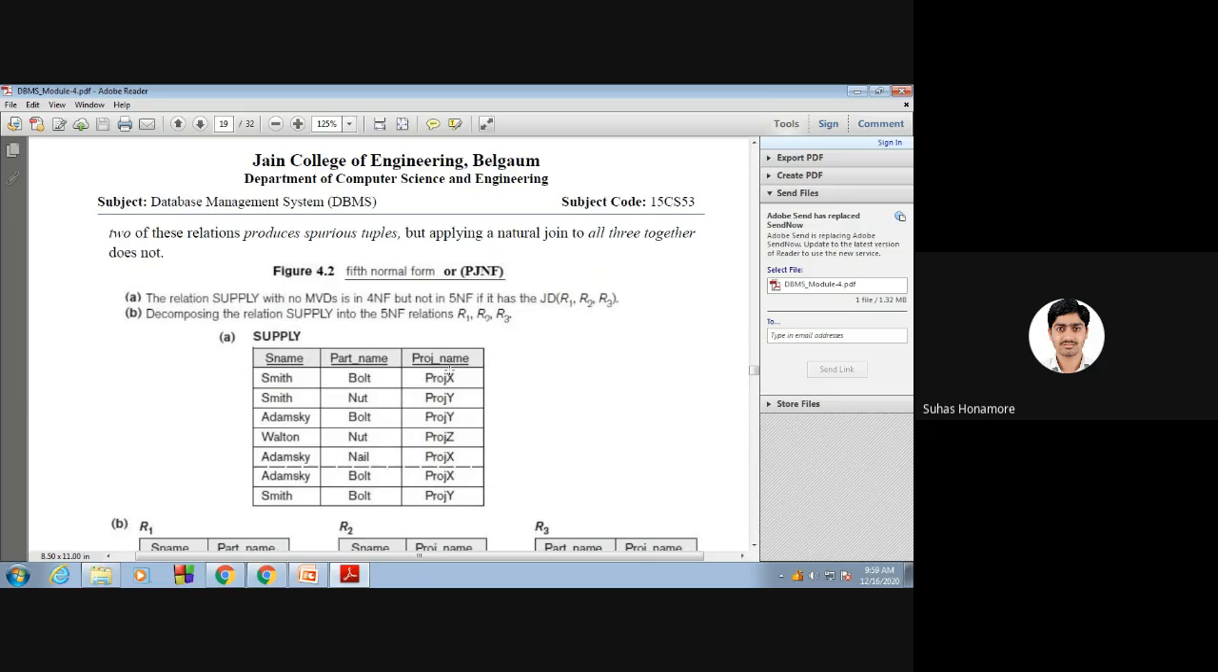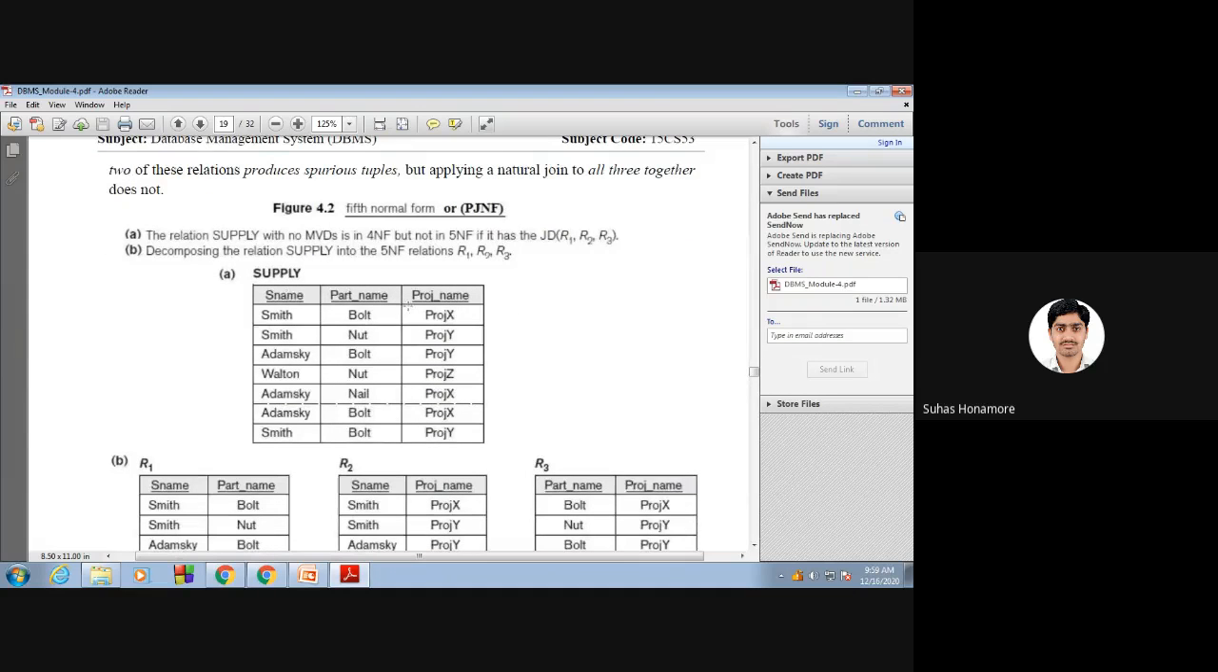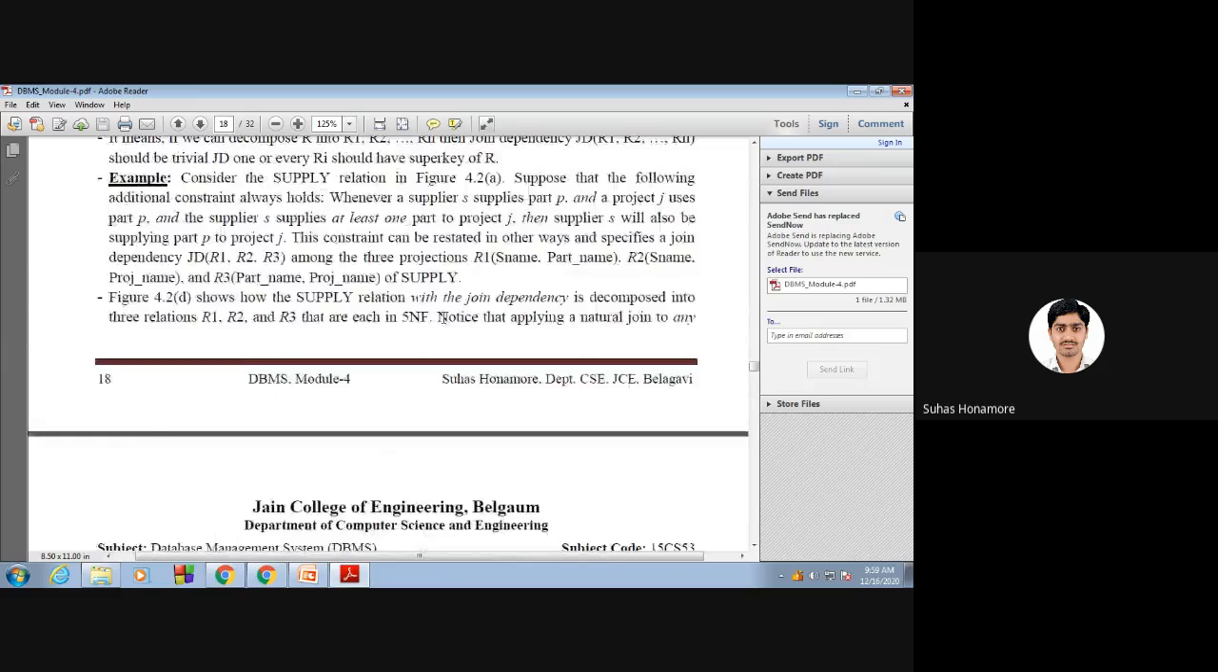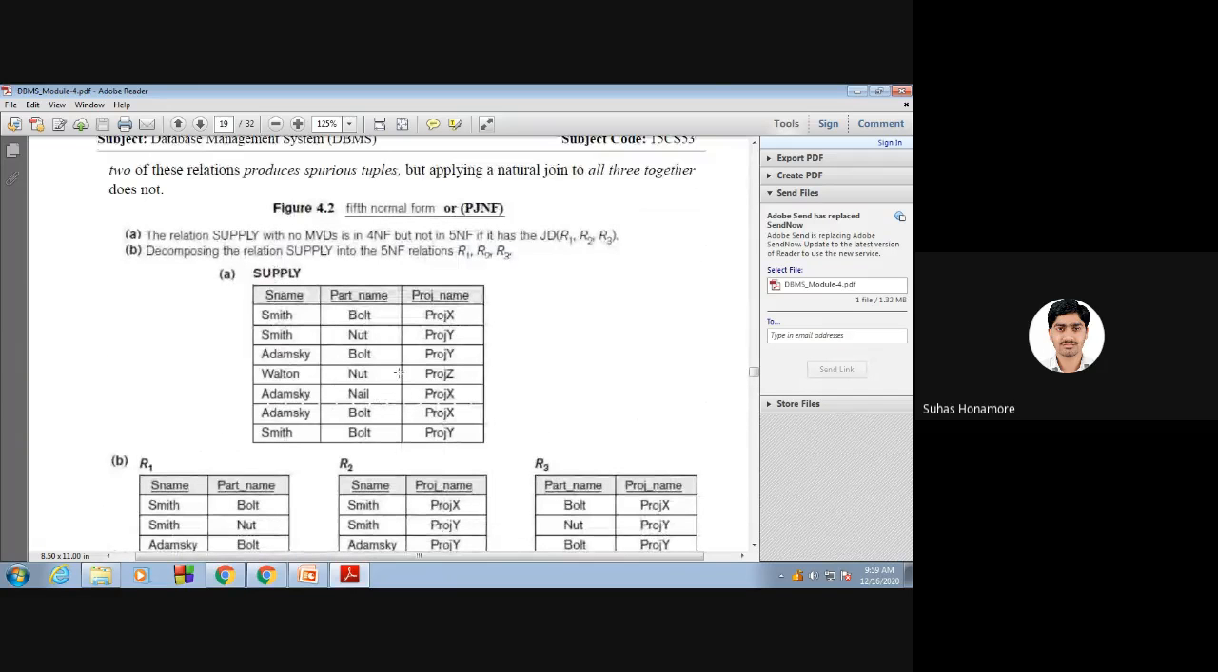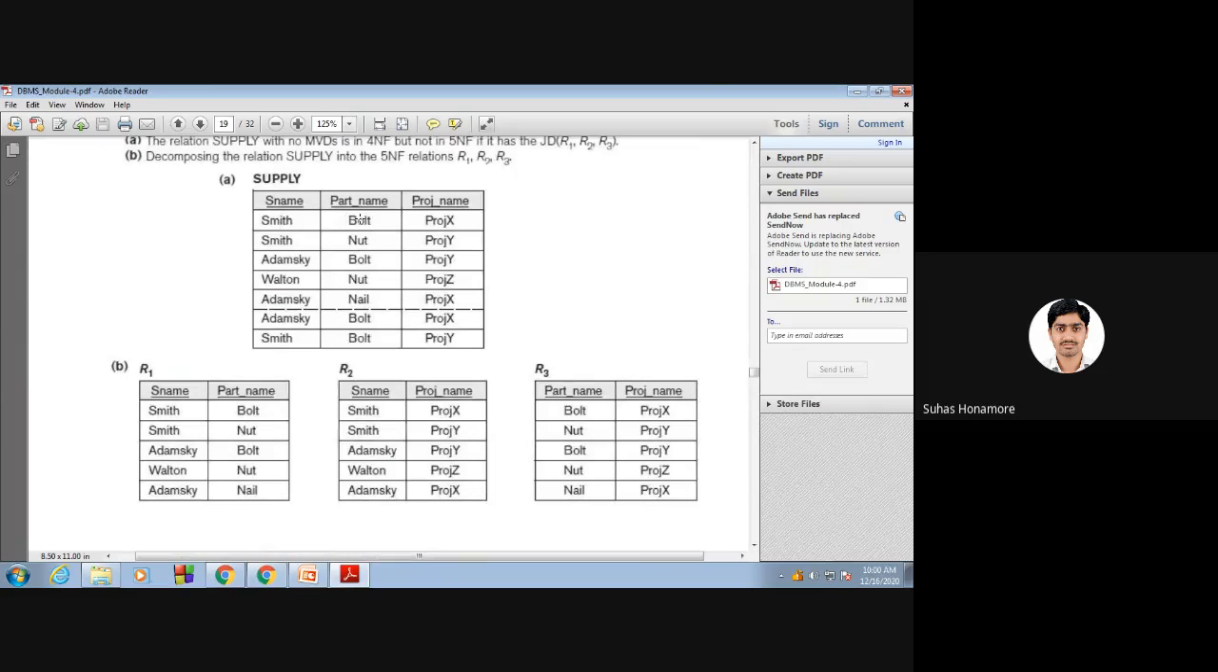Now we'll see how to maintain this in 5NF. What we have to do is decompose this. Whatever multivalued dependency is there, these two are dependent on each other. Here also these two are dependent on each other, and the first and third columns are also dependent on each other. So in this join dependency, whenever we try to decompose it and perform the join operation, it should not give spurious tuples.